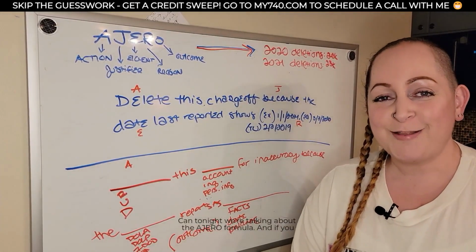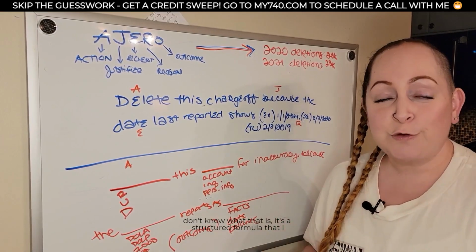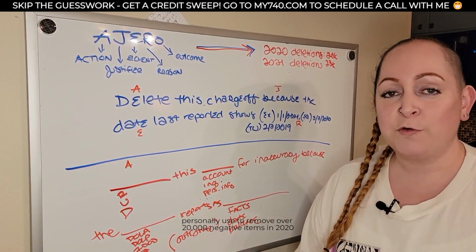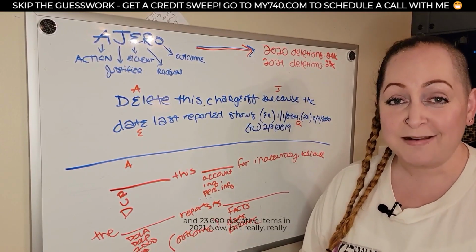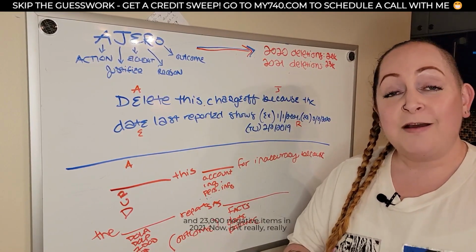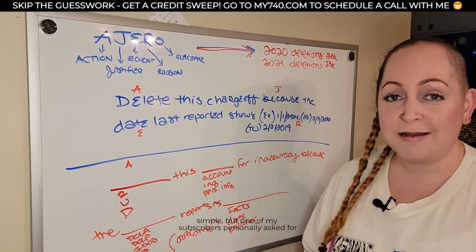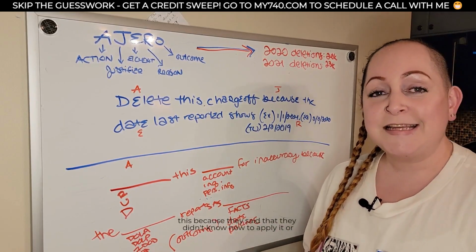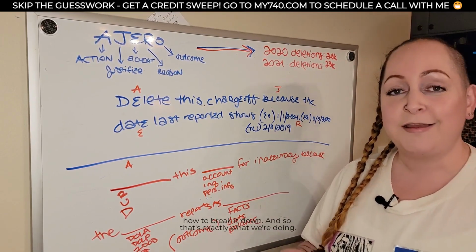Tonight, we're talking about the Agero formula, and if you don't know what that is, it's a structured formula that I personally used to remove over 20,000 negative items in 2020 and 23,000 negative items in 2021. Now, it's really, really simple, but one of my subscribers personally asked for this because they said that they didn't know how to apply it or how to break it down. And so that's exactly what we're doing.